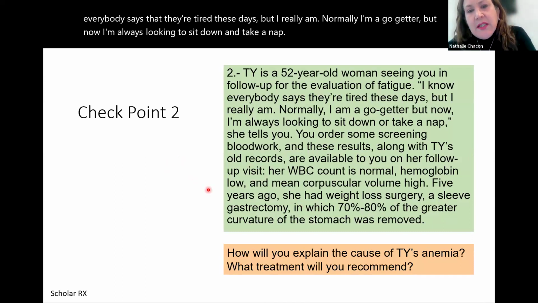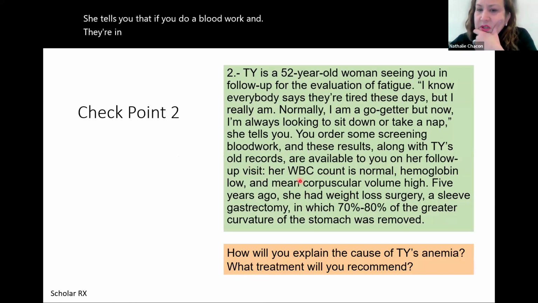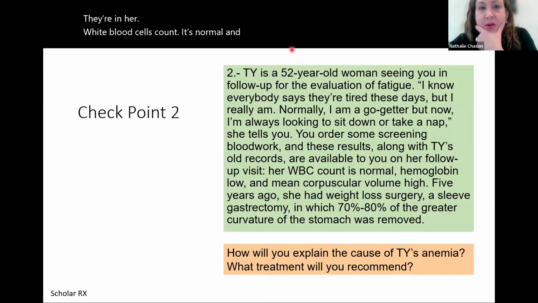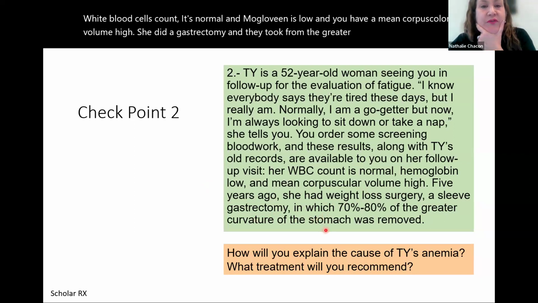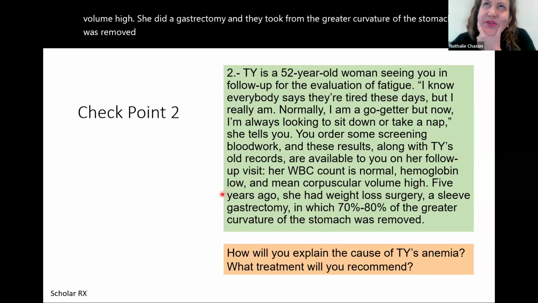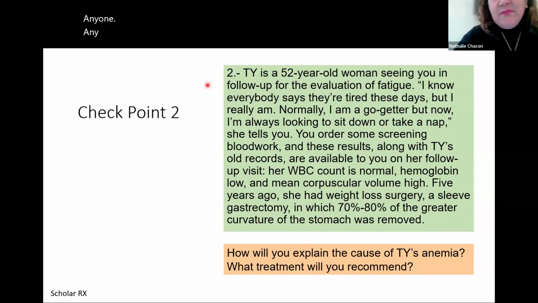She tells you that. You do blood work, and there her white blood cell count is normal, hemoglobin is low, and the mean corpuscular volume is high. She had a gastrectomy, and the greater curvature of the stomach was removed. So what do we have in the greater curvature there? What cells do we have there? Anyone, any guesses? What cells are important?